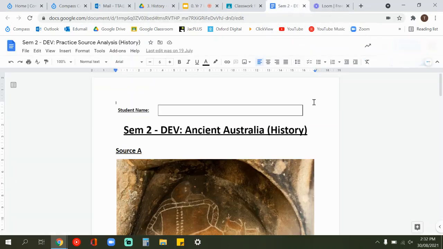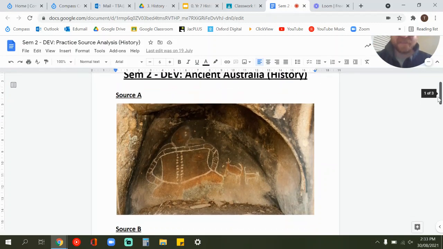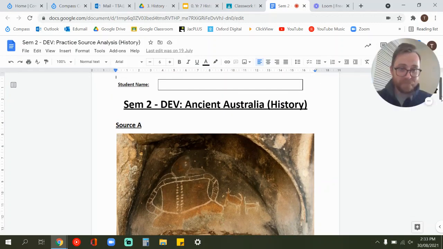Here it is. Oh, I've chopped off half my head. That's embarrassing. But this is your dev task. Again, it's going to be very similar in structure to the CAT. That's distracting me. There I am.